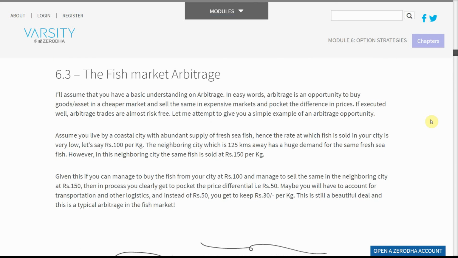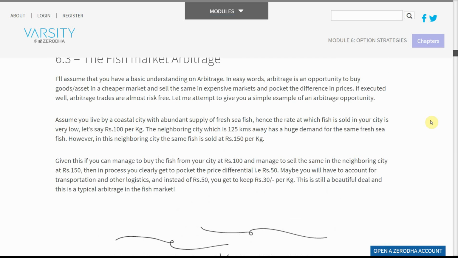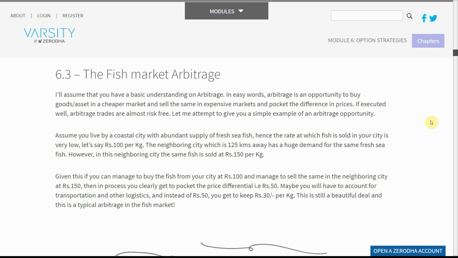6.3 The fish market arbitrage. I'll assume that you have a basic understanding of arbitrage. In easy words, arbitrage is an opportunity to buy goods or assets in a cheaper market and sell the same in expensive markets and pocket the difference in prices. If executed well, arbitrage trades are almost risk-free.